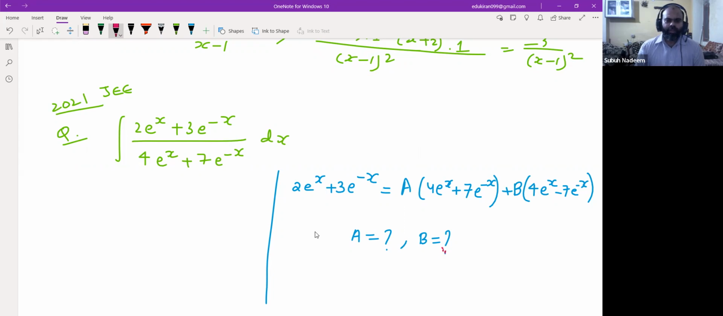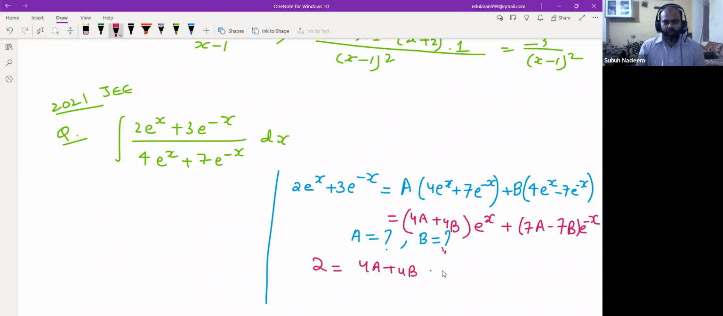Have you got a and b? You have to just equate the coefficients, right? Here it will be 4a plus 4b e to the power x plus 7a minus 7b e to the power minus x. So if you see the coefficient of e to the power x, that is 2 here, and here it is 4a plus 4b. So you can say that a plus b is equal to 1 by 2.